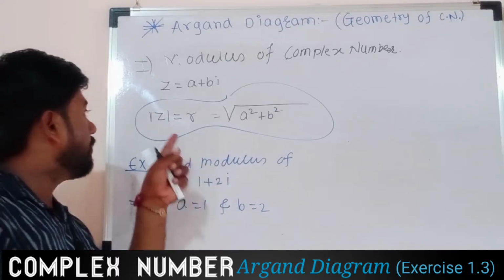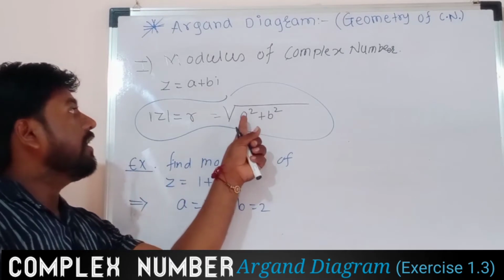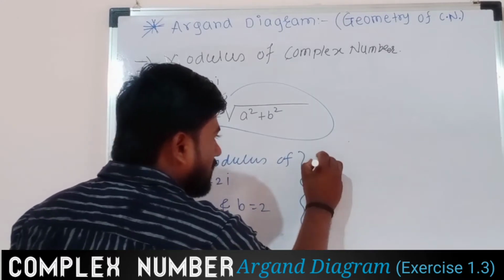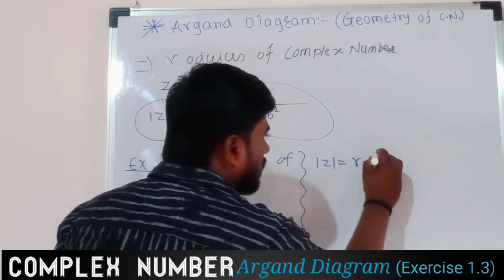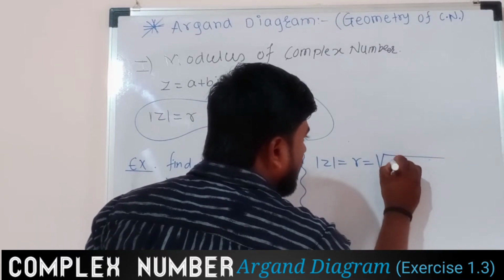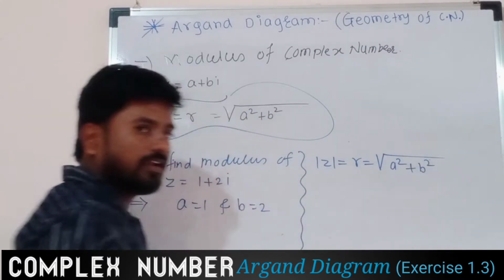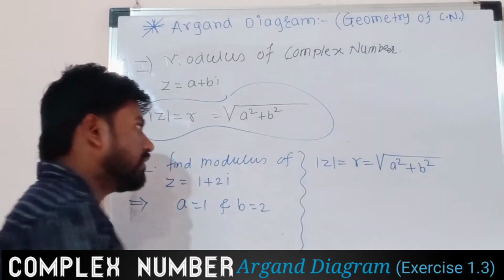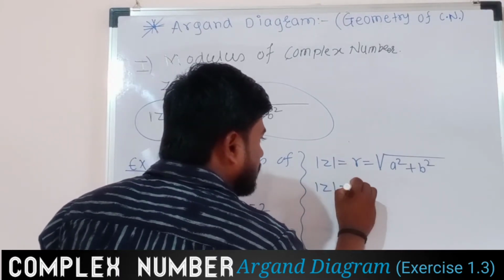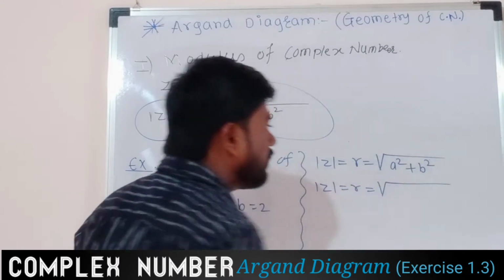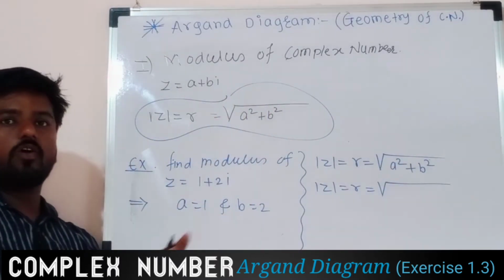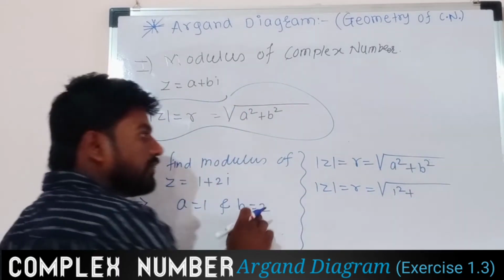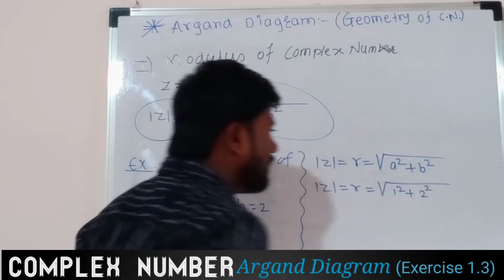Next we have to find its modulus. The modulus has the formula mod z equals r equals square root of a square plus b square. So students, write the formula mod z equals r equals square root of a square plus b square. Now students, easily you can put the values of a and b here. So I get mod z equals r equals square root of 1 square, because the value of a is 1, plus 2 square, because b is 2.